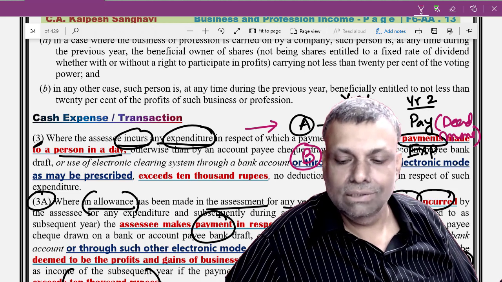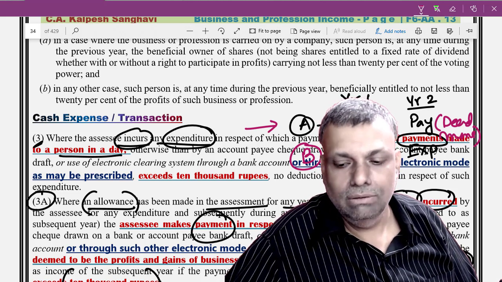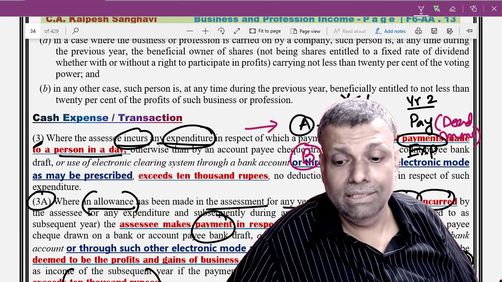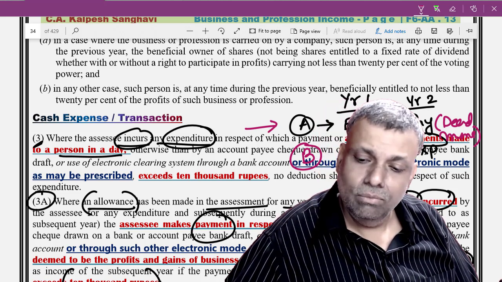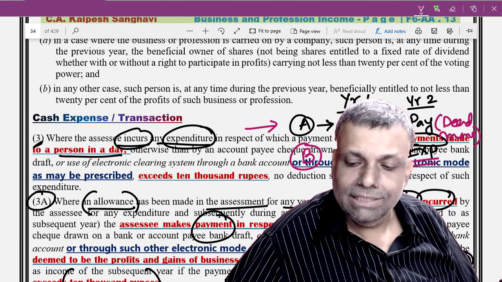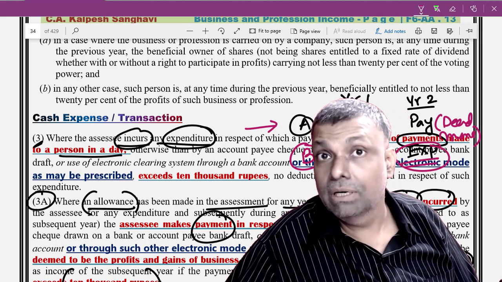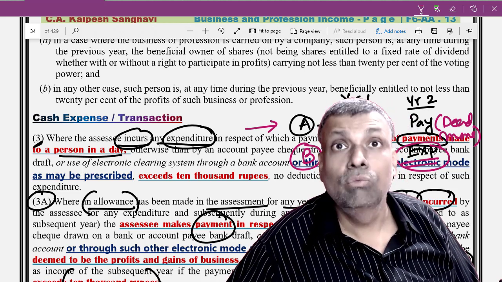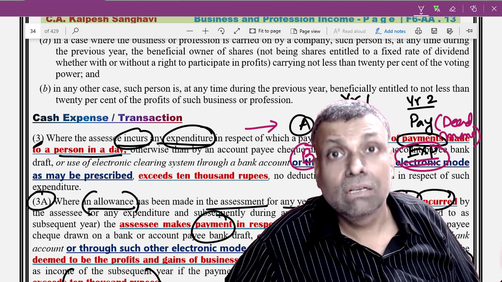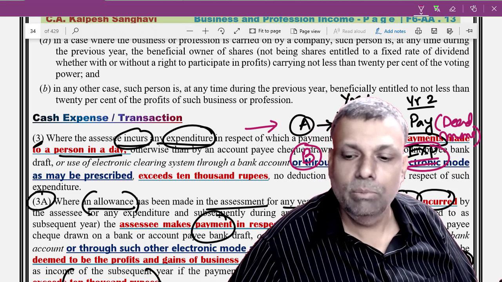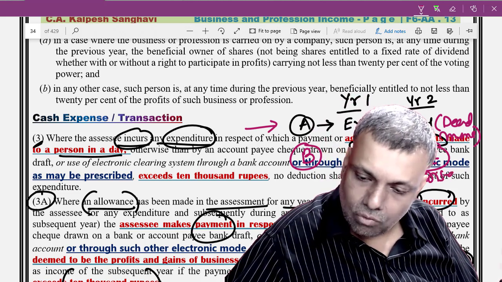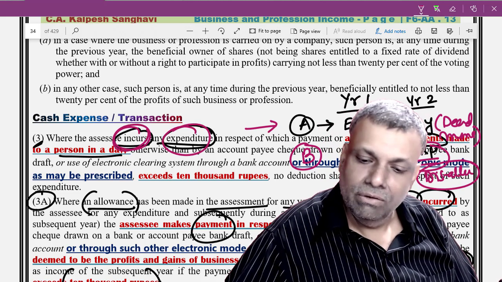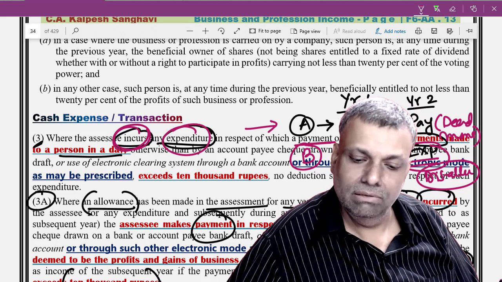In the second situation, you are paying in year number 1. There is no expenditure in year number 1. Now, in year number 2, there is expenditure. So you are booking the expenditure, but for which payment you have already made in the earlier year. So will there be a disallowance in year number 2? Answer is yes, there will be a disallowance. So I will disallow because I am incurring the expenditure for which the payments have already been made.